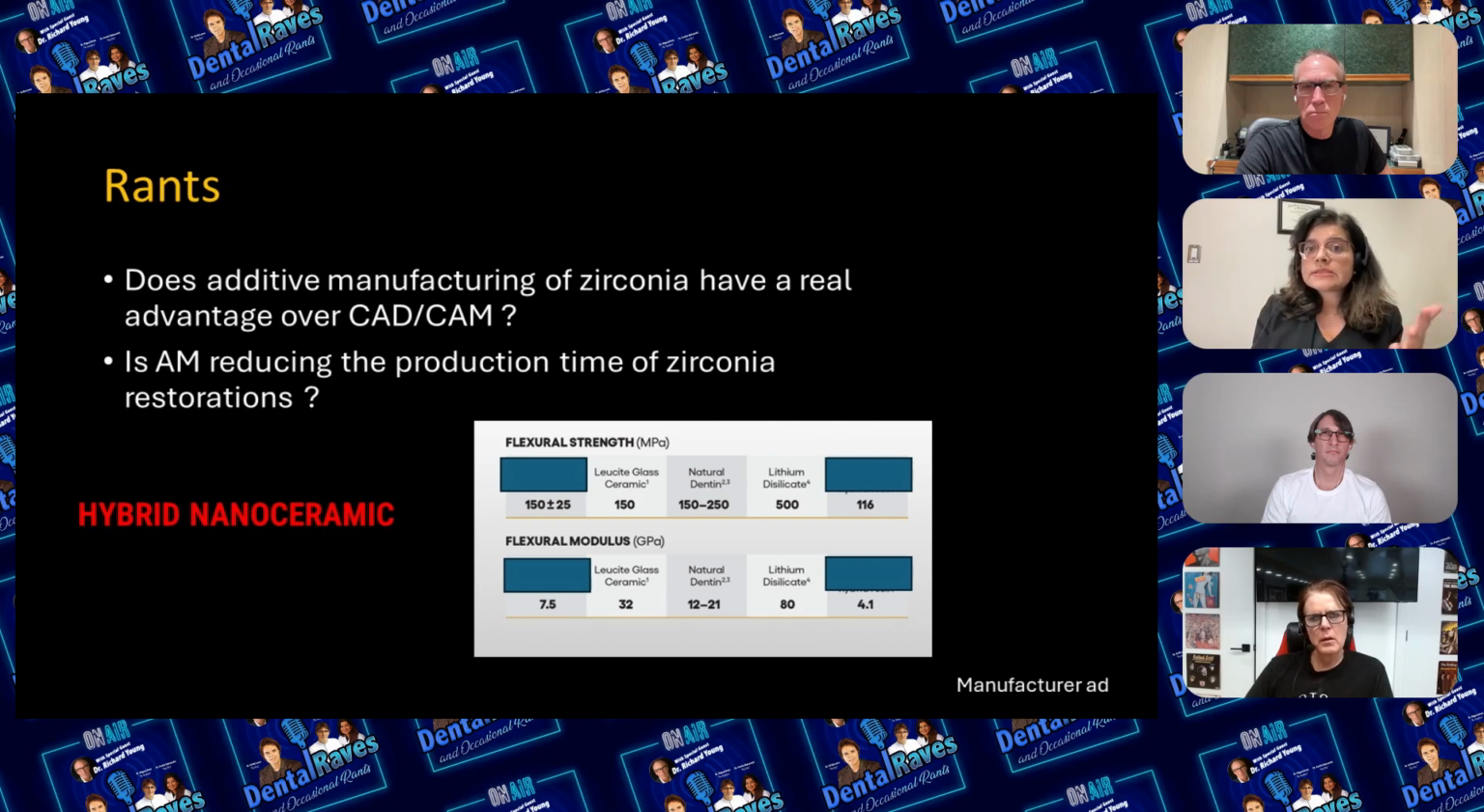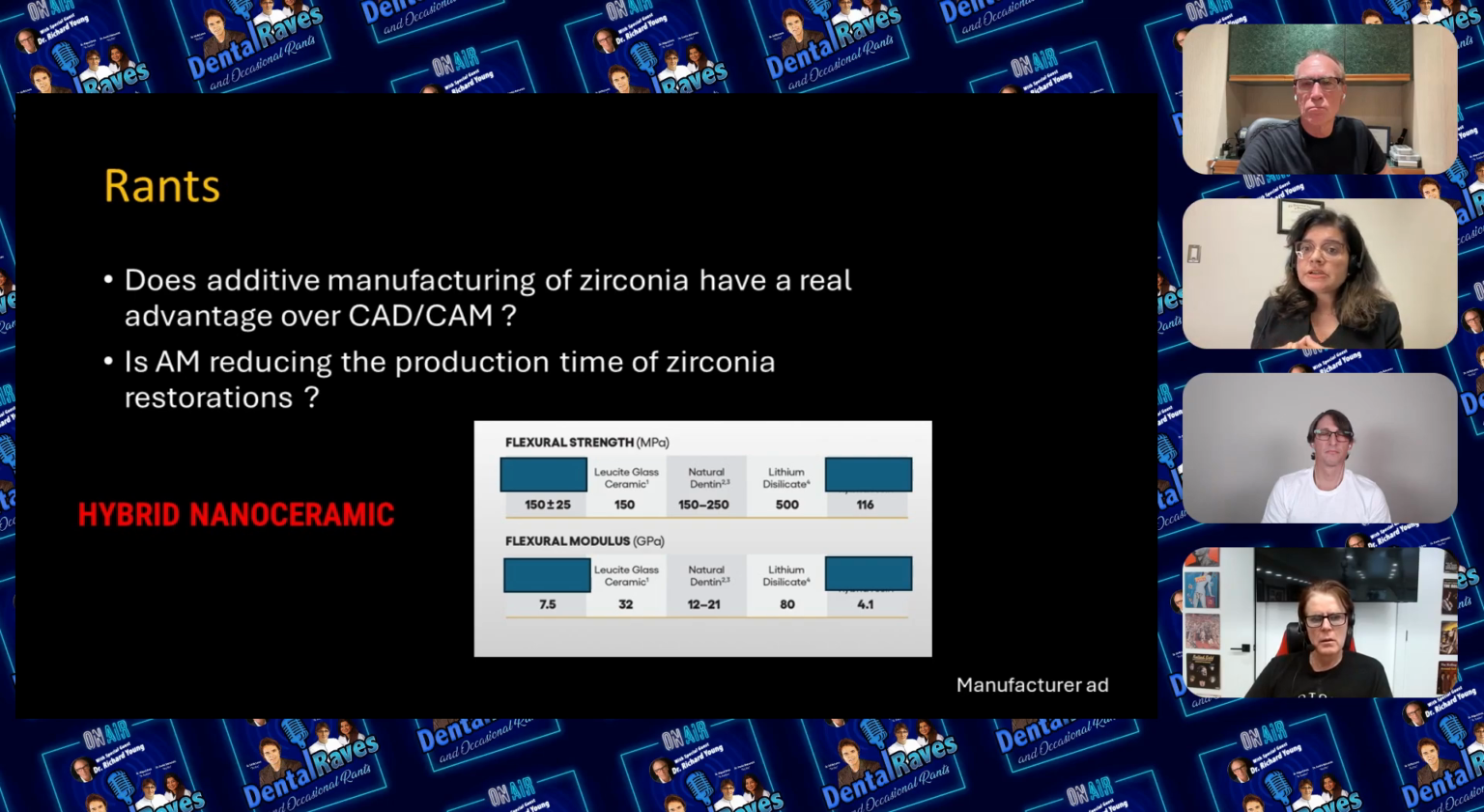People promoting this also talk about reducing the wastage that a milling would generate, and also, are we gaining anything in terms of the production time? Is additive manufacturing reducing the production time of zirconia restorations that we're already generating by machining them?